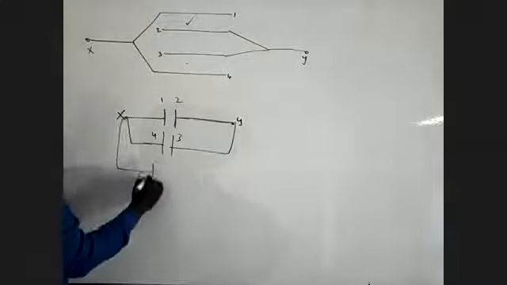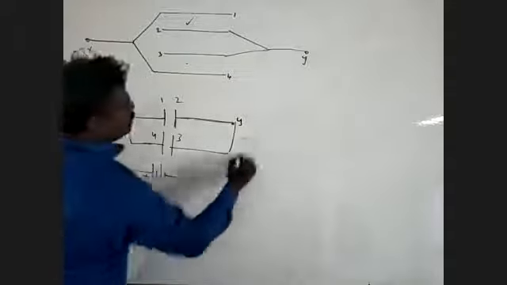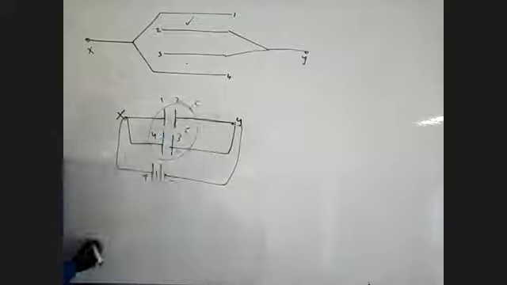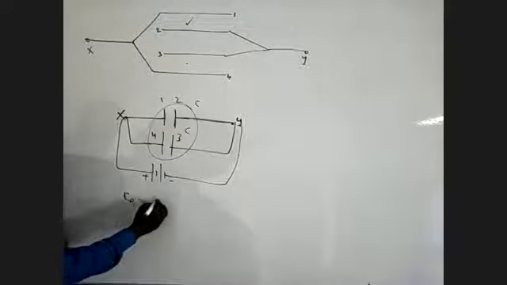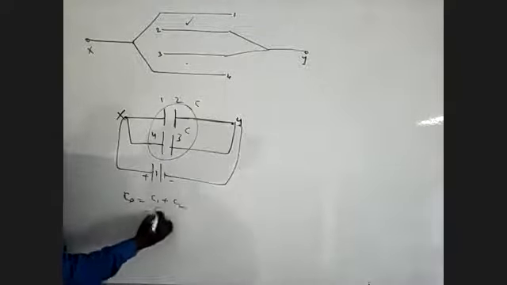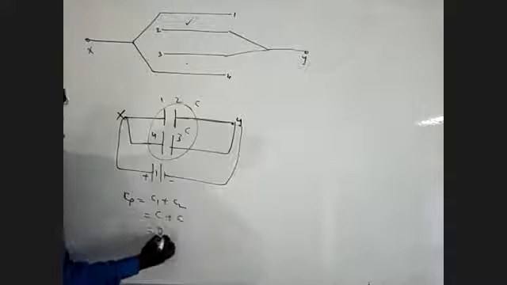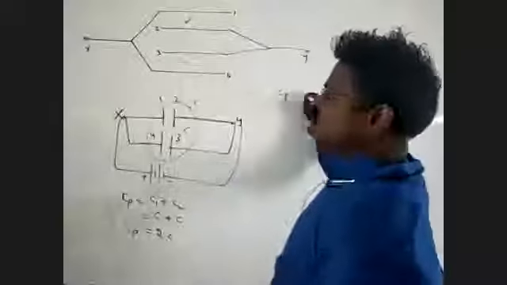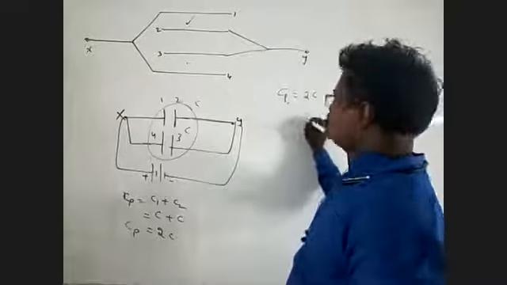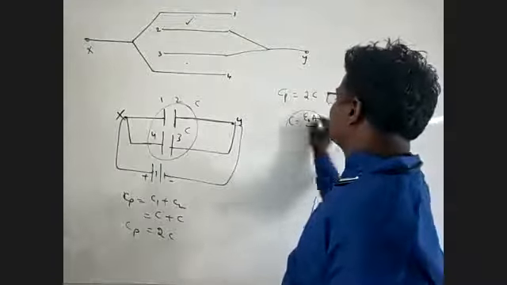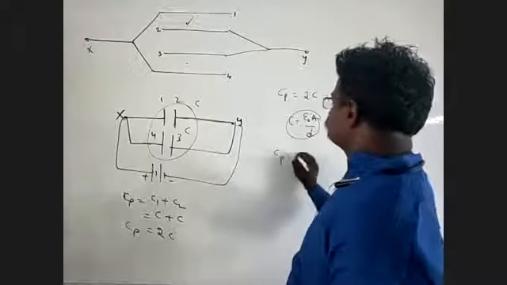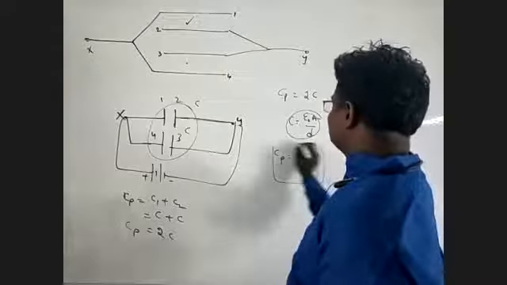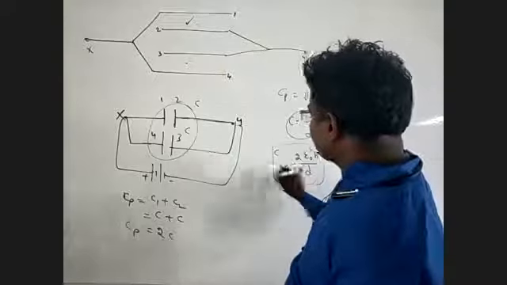Now X is connected to the positive terminal. Y is connected to negative. Two capacitors are in what type of connection? Parallel connection. CP is equal to C1 plus C2. C1 means C, C2 means C. What is our answer? CP is equal to 2C. C is equal to epsilon naught A by D. That is your answer. CP is equal to 2 epsilon naught A by D. CP means between X, Y.